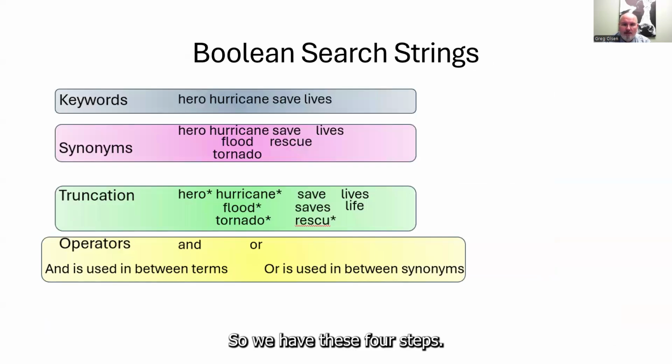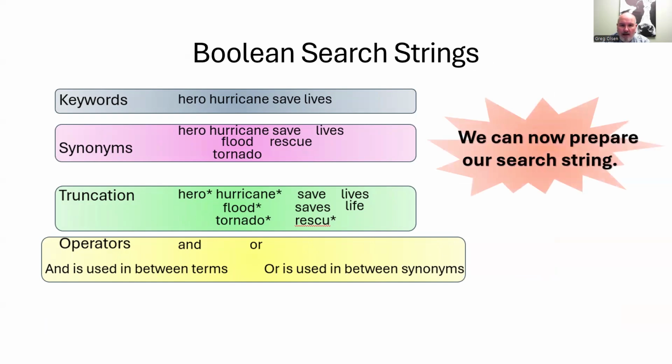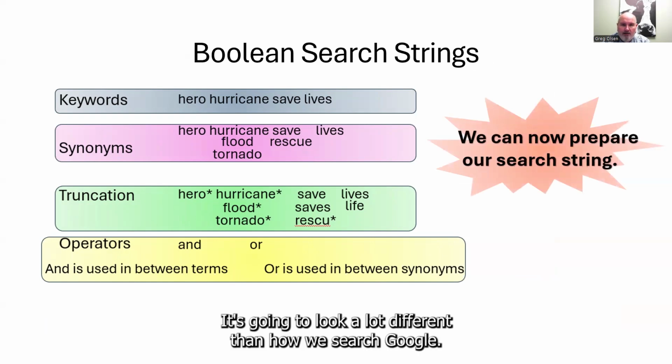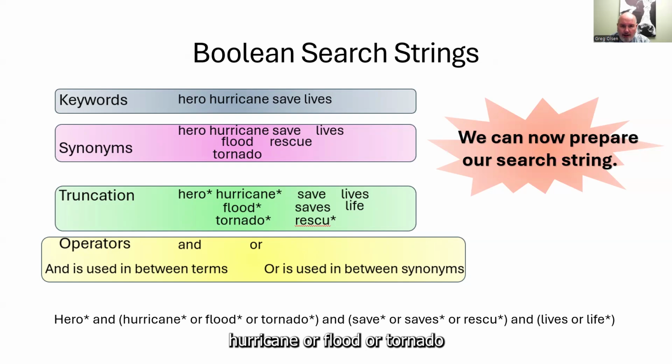So we have these four steps, and now we are ready to create our search string. It's going to look a lot different than how we search Google, but I promise you it's a lot more effective. Let's look at the search string that I've created here. I have hero, so that's my first term. You can see it's truncated. And then my second term, hurricane or flood or tornado. And my third term, save or saves or rescue. And then my fourth term, lives or life.